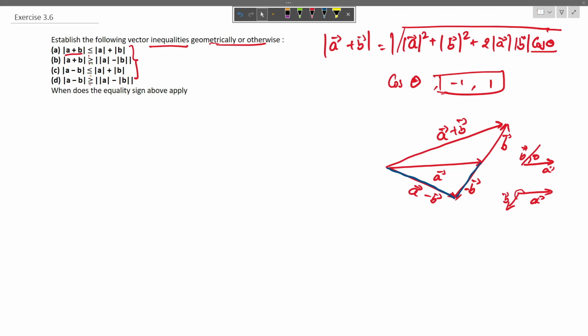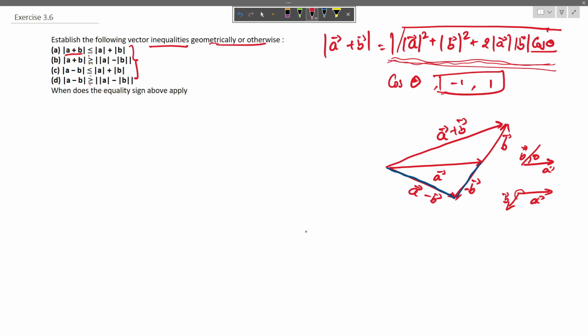So moving on to the first question, we have the magnitude of vector a plus b, like this value, is always less than or equal to the independent magnitudes of vector a and vector b added. So the magnitude of this expression relies all on the cos theta value. As we have said earlier, cos theta varies between -1 and 1.